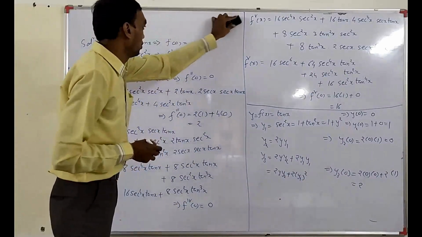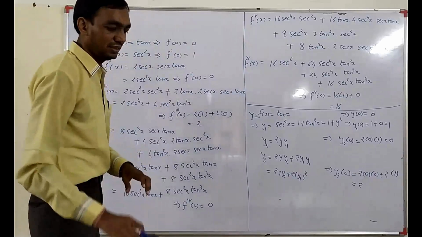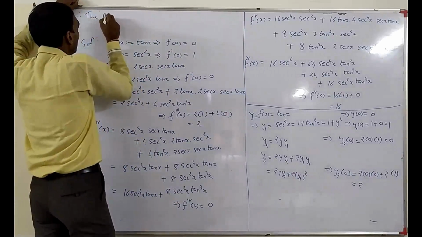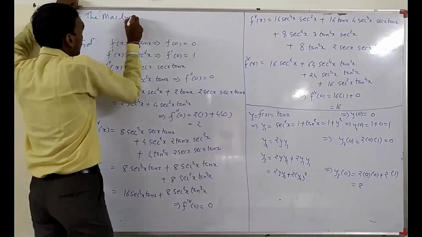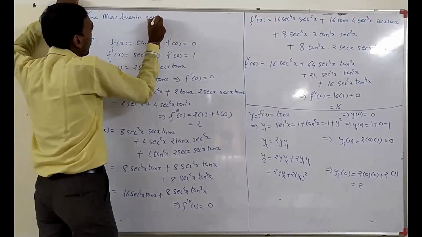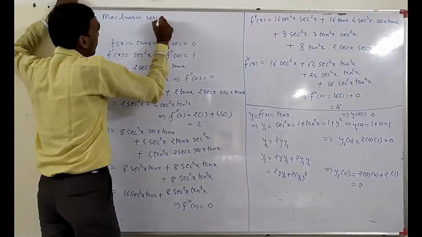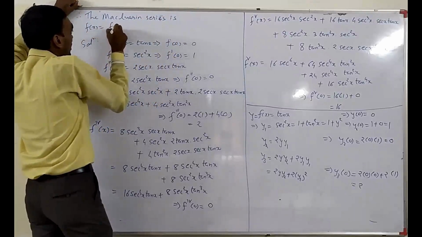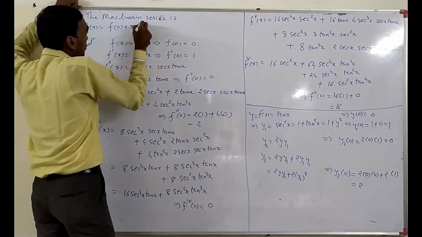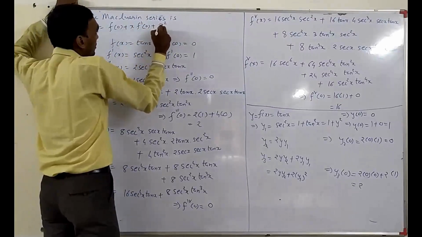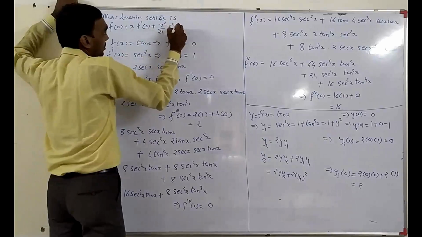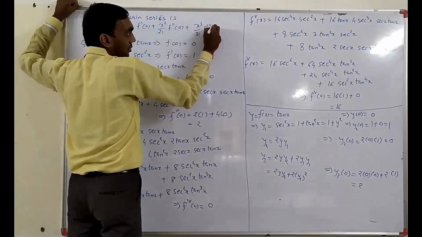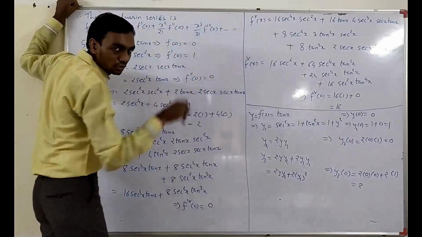So we are going to put all these values in a Maclaurin series, and that will give, therefore, the Maclaurin series: f(x) is equal to f(0) plus x into f dash 0 plus x square by 2 factorial f double dash 0 plus x cube by 3 factorial f triple dash 0 and so on.